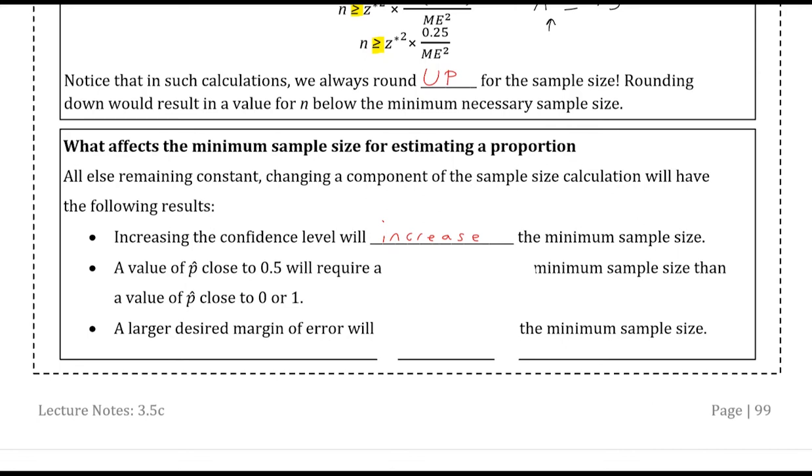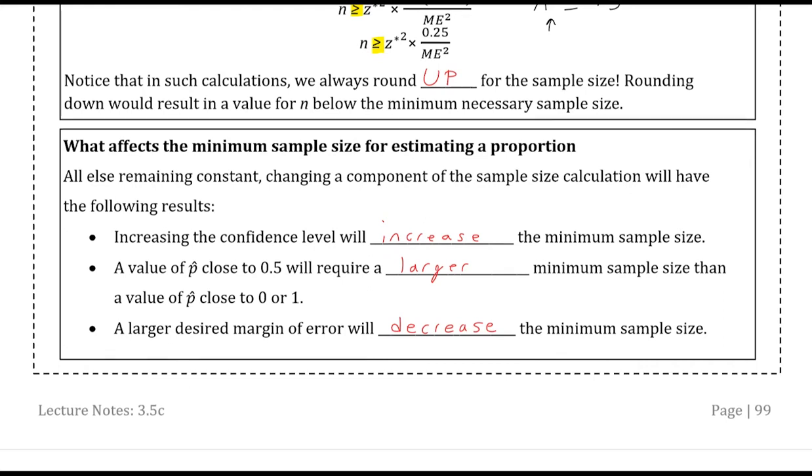A value of p hat close to 0.5 will require a larger minimum sample size than a value of p hat close to 0 or 1. And also, a larger desired margin of error will decrease the minimum sample size.